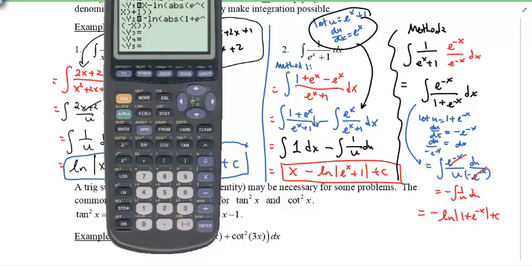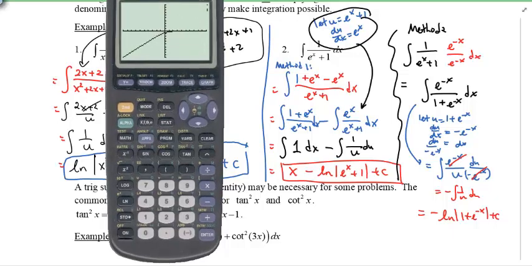Can I change this to a different feature? Nope. Let's make that darker. Here we go. Graph. Oops, change my window. Zoom. Sorry. Let's try a better graph. Let's go zoom standard. Better now. There's your first one. Here's the second one. Exact same graph.